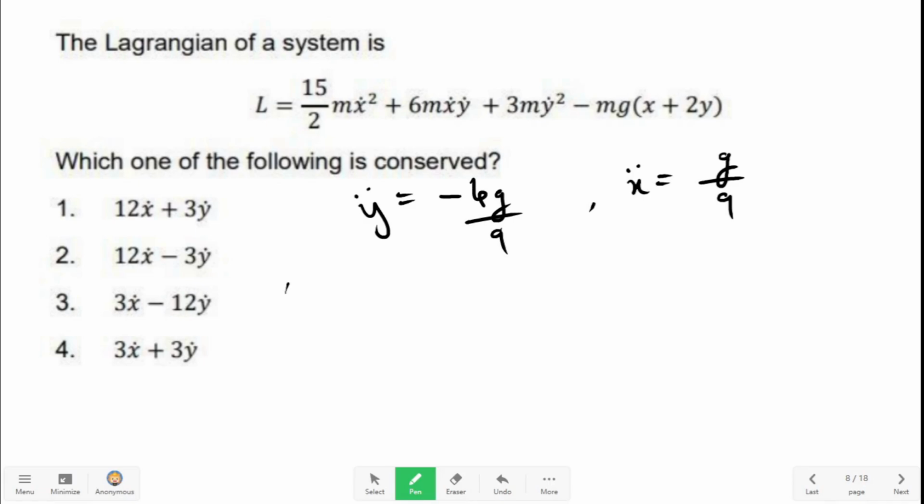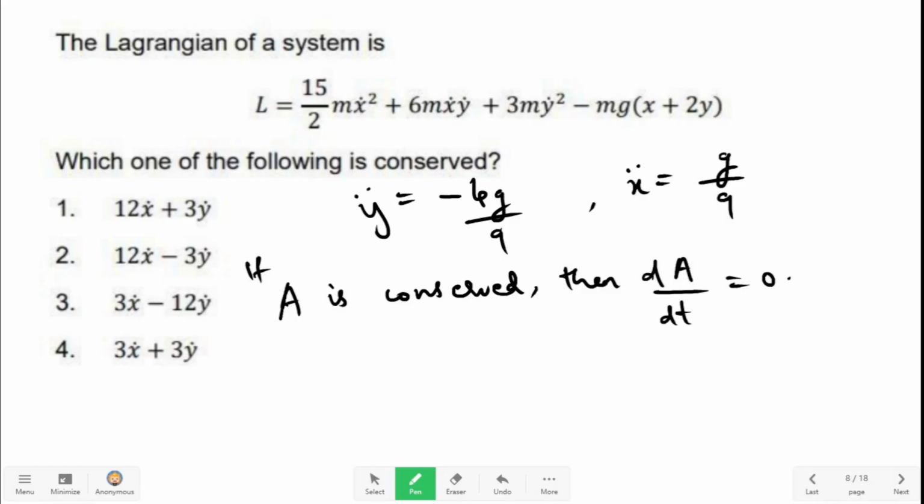For a quantity A to be conserved, if A is conserved, then dA by dt is equal to 0. Therefore we have to check if dA by dt is equal to 0 for each of the options. First let's take 12x dot plus 3y dot, option 1. Let us check option 1.